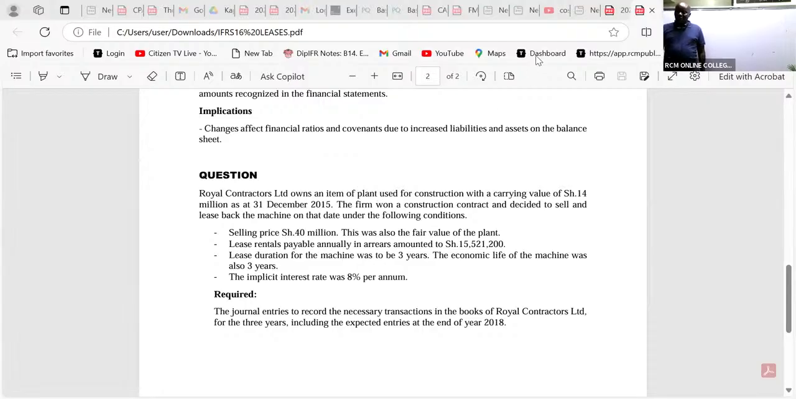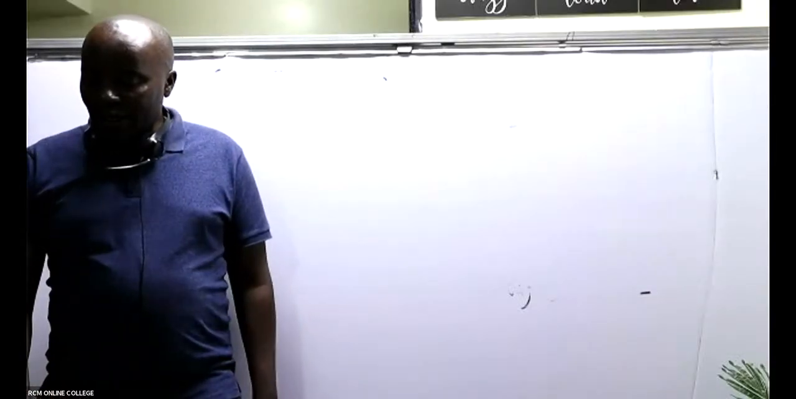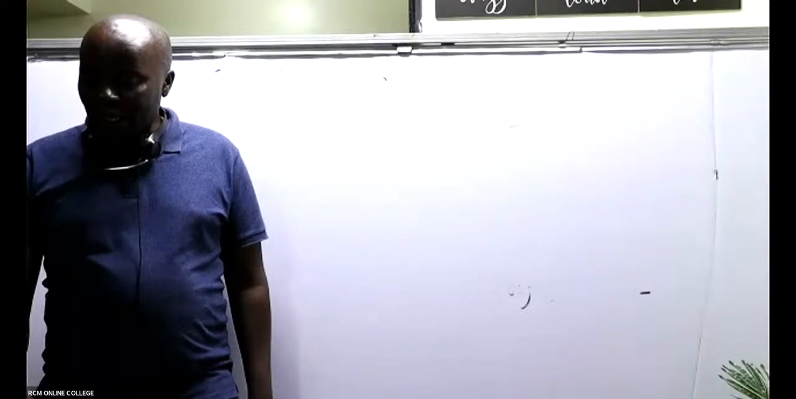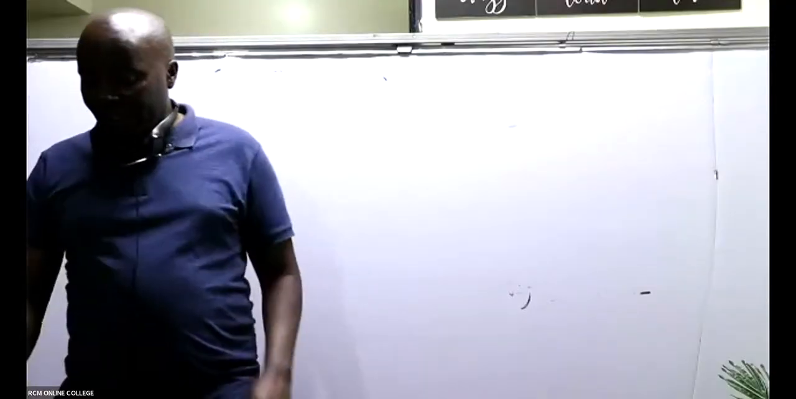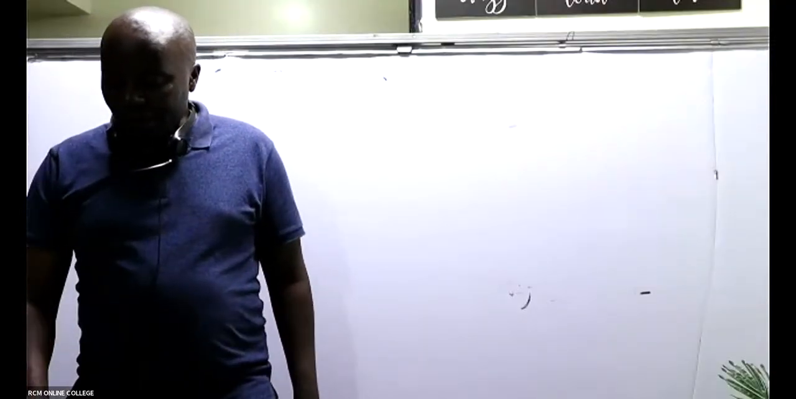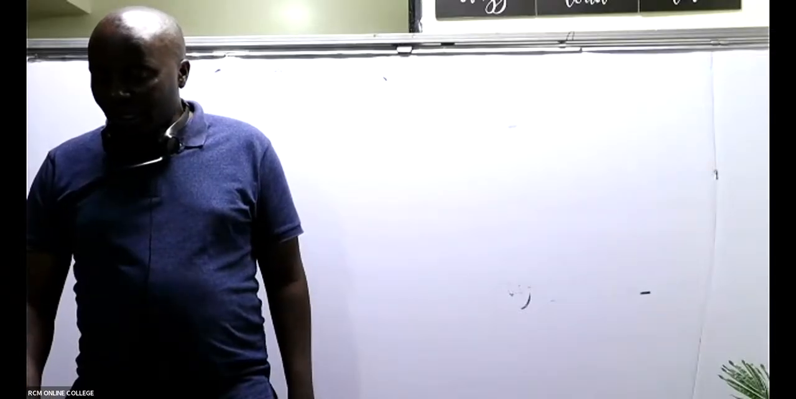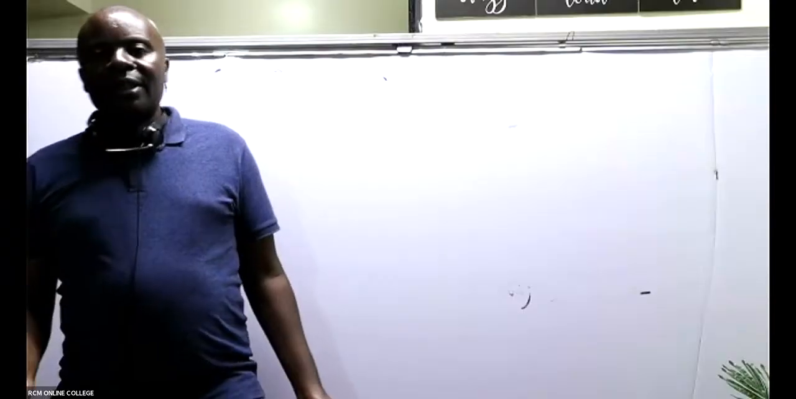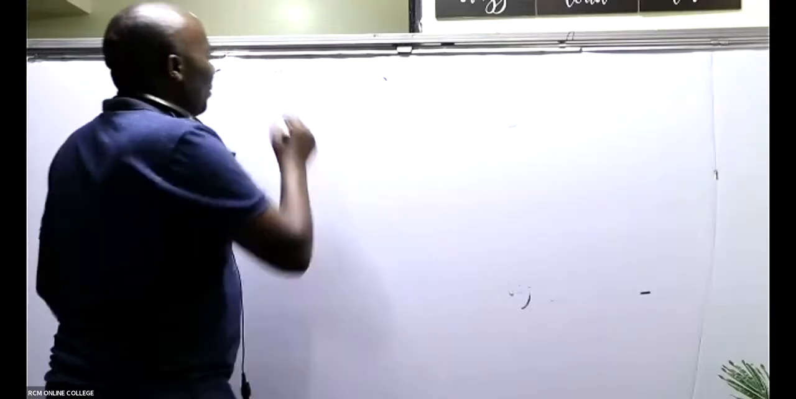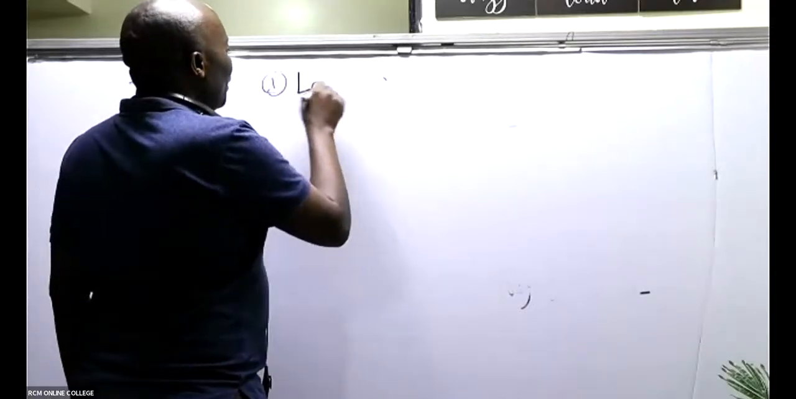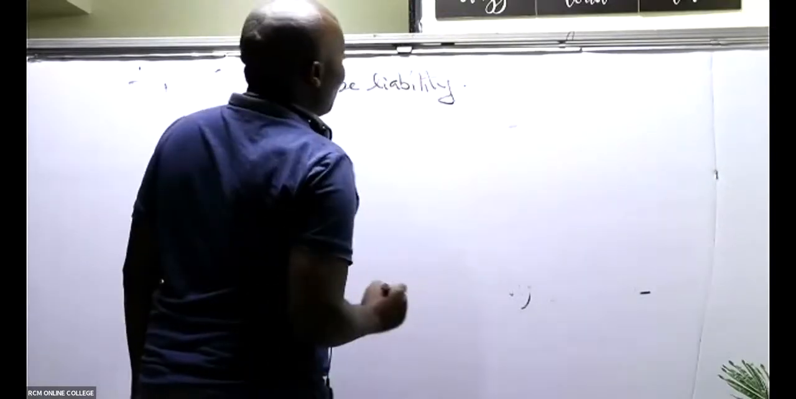So if Royal Contractors is a lessee, then the very first step, as we said here, is to establish the lease liability. That is the first thing you do. If it was the landlord, I would not have done that. So the very first thing you need to do is to establish the lease liability. So step number one, give us the lease liability.